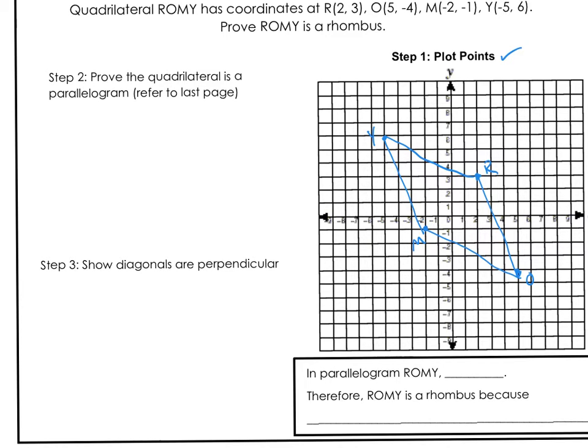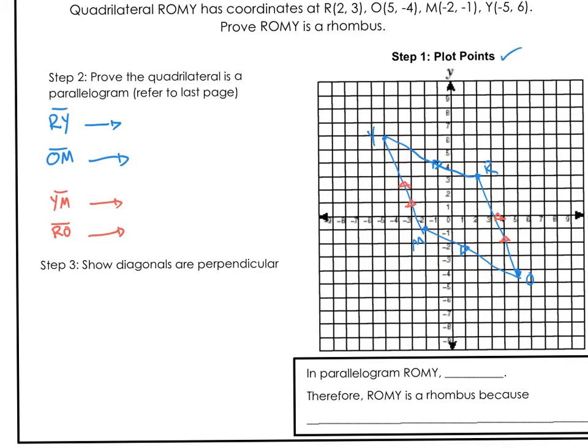RY. You know what? I like using the same colors. Don't ask me why, but I just do. Let's start off with the blue. So we're going to prove RY and OM. So RY is parallel to OM. We're going to find those slopes first, and then we're going to prove that YM is parallel to RO. YM is parallel to RO. All right? So we're just showing that opposite sides are parallel.